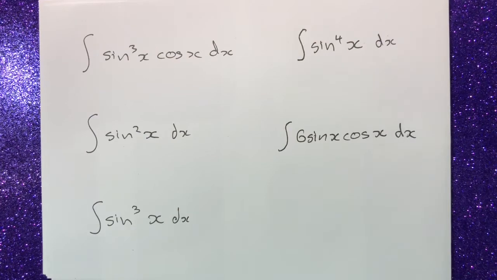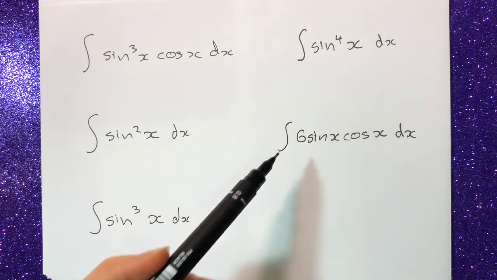These are the questions I'm going to answer. I'm going to use a combination of the reverse chain rule and some double angle formulas and the standard sine squared plus cos squared equals 1 rule, and that's all we'll really need. So let's do this.